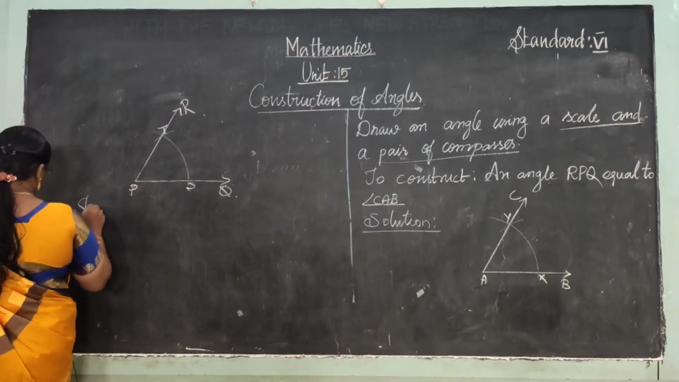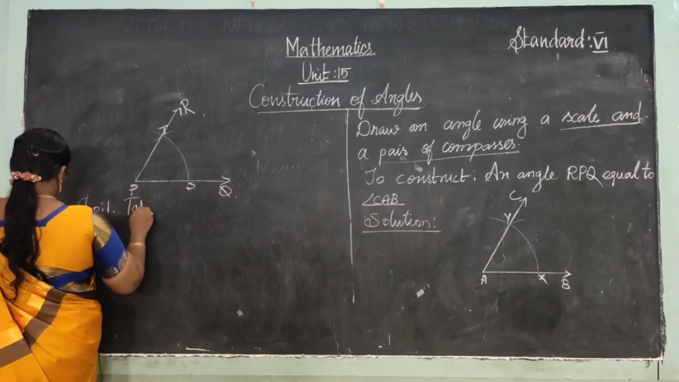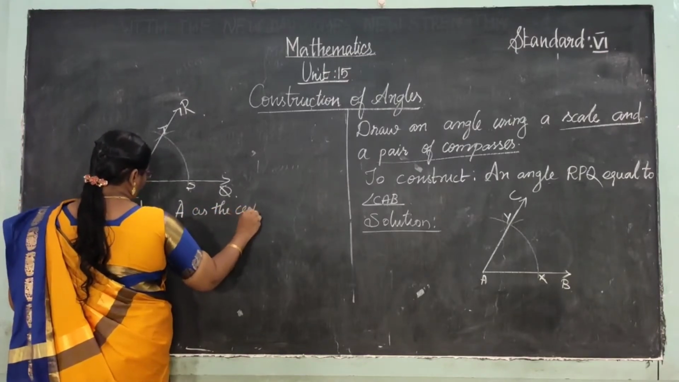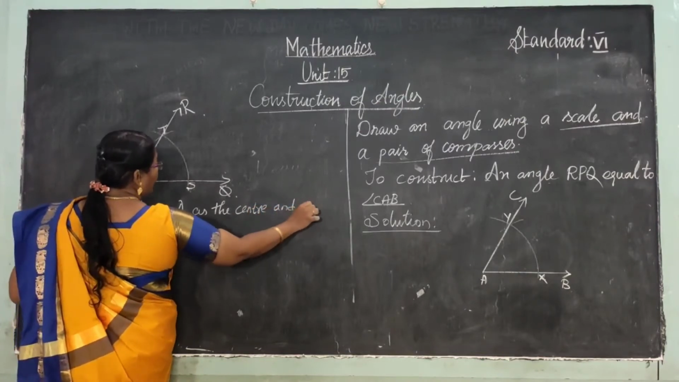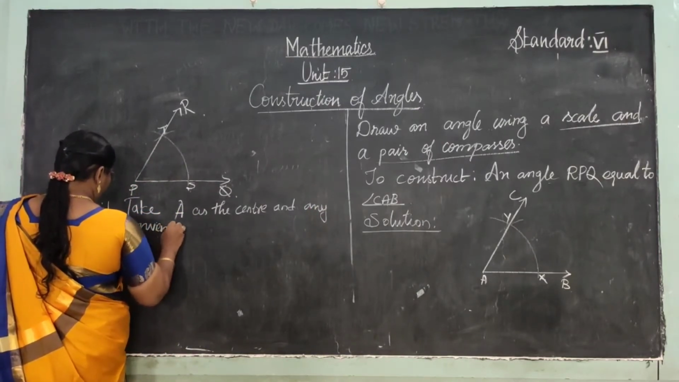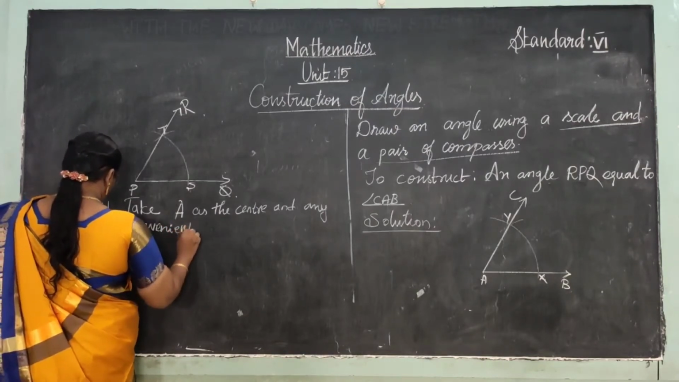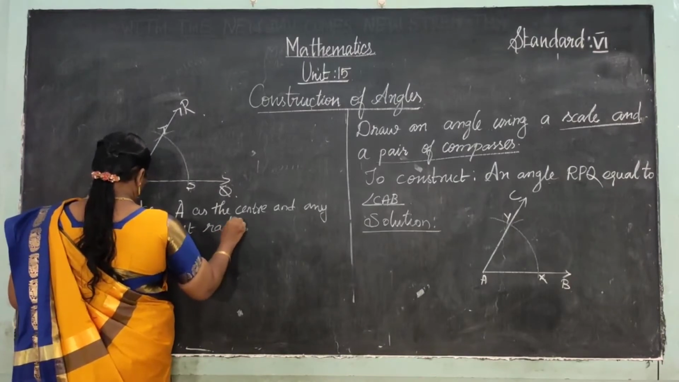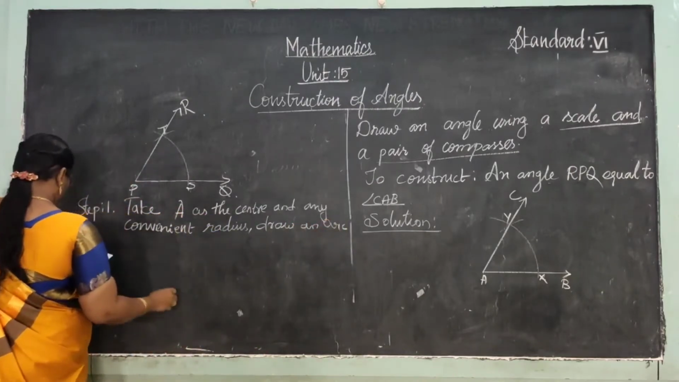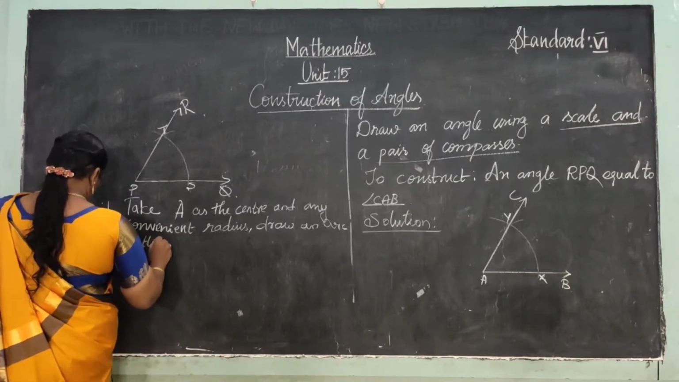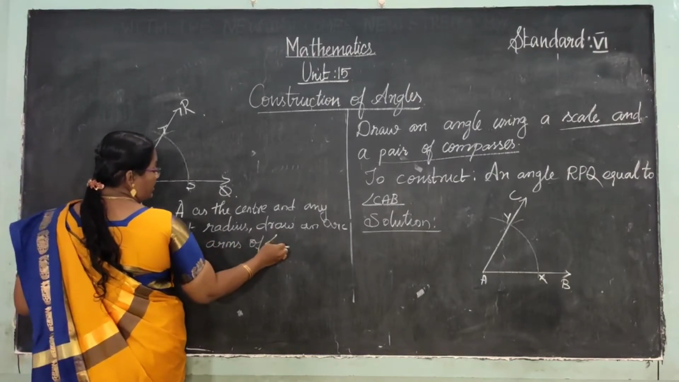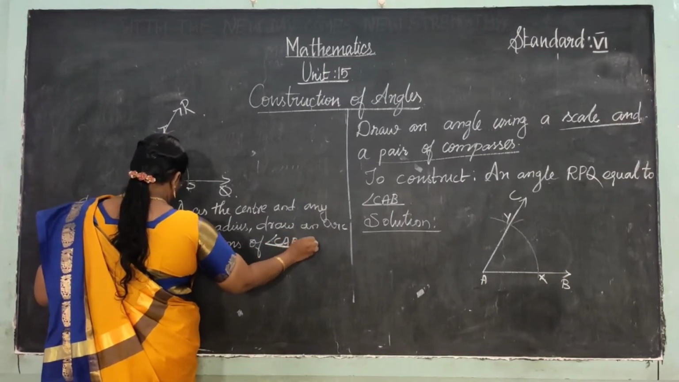Step 1, take A as the center and any convenient radius, draw an arc cutting the arms of angle CAB at X and Y.